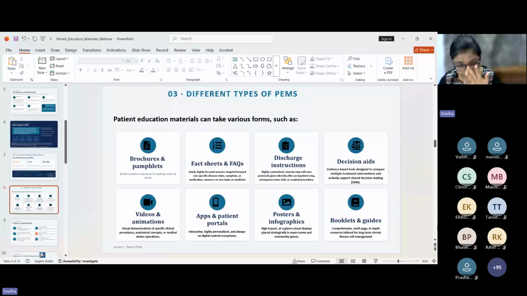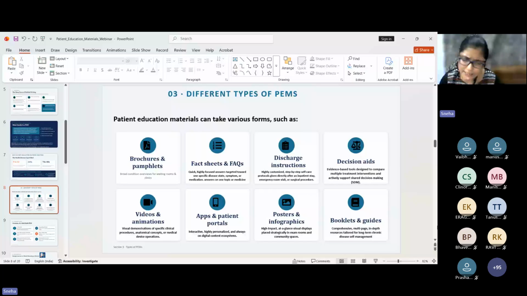Last but not the least comes booklets and guides. It is a comprehensive multi-page in-depth resource which is tailored for long-term chronic disease self-management. So these are the different types of patient education materials that are available.